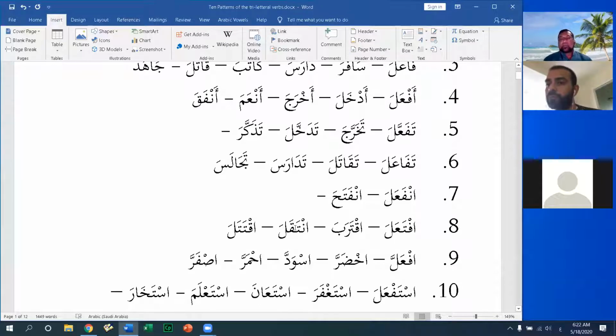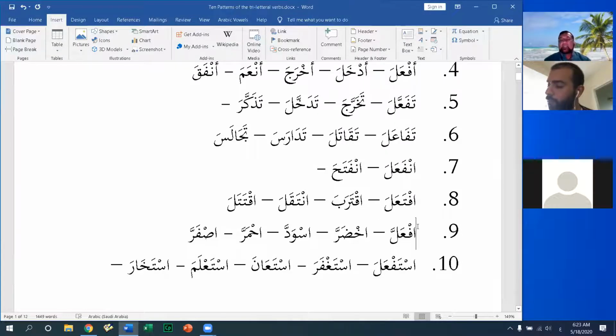انتقل is also on the pattern of افتعل, because the noon is the fa of the word. نقل means to transport something. نقلت كذا وكذا من مكان كذا إلى مكان كذا. I transported such and such a thing from such and such a place to such and such a place. انتقل means it was transported, or it moved. اقتتل is also on the same pattern, which means to fight.